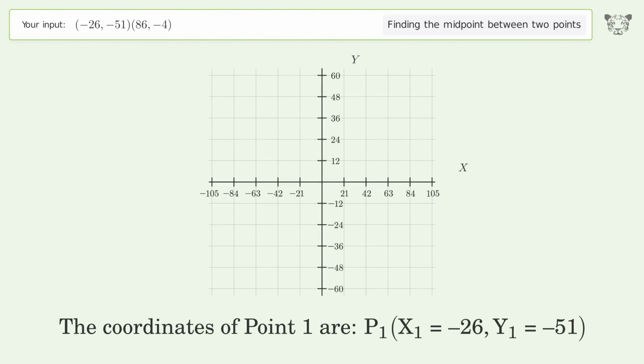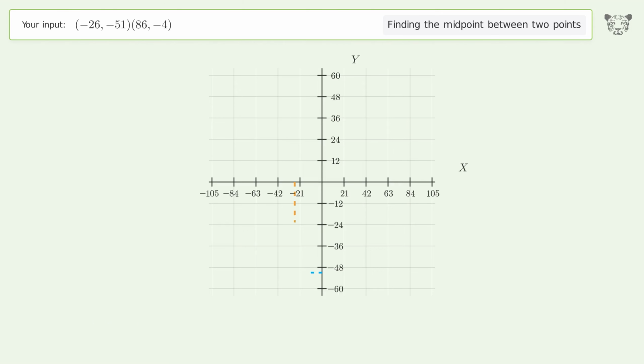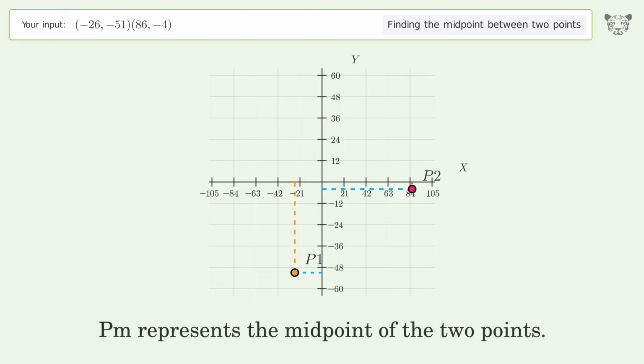The coordinates of point 1 are, x1 equals negative 26, y1 equals negative 51. The coordinates of point 2 are, x2 equals 86, y2 equals negative 4. PM represents the midpoint of the 2 points.